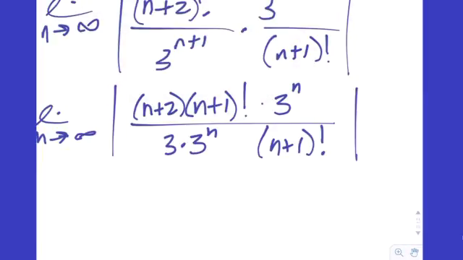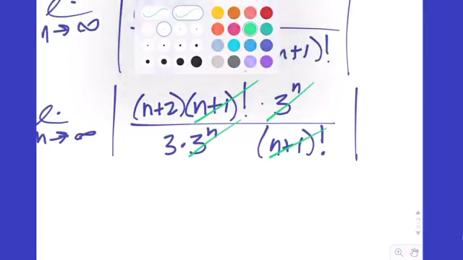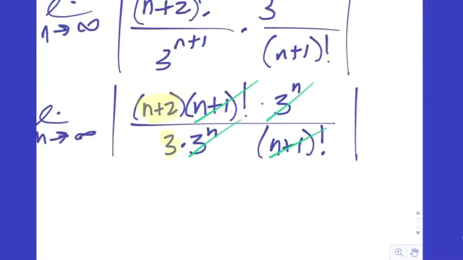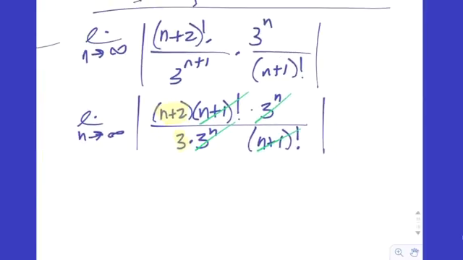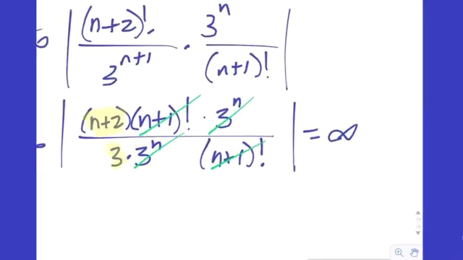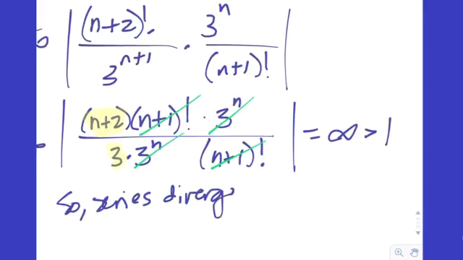And now you have the fun. This one is fun, because now you're left with just n plus 2 over 3, which, as n goes to infinity, is infinity over 3, which is positive infinity, which I believe is greater than 1. Right, yeah, just a little. So the series diverges as well, but this time by the ratio test.